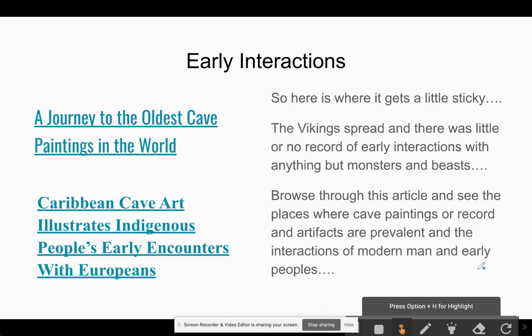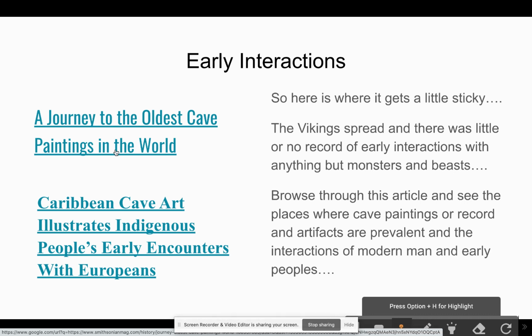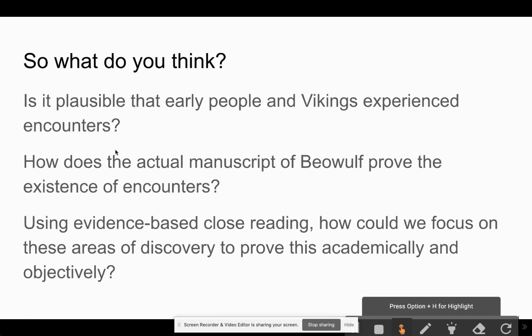Early interactions. Now this is where it gets a little sticky. The Vikings spread. There was little or no record of early interactions with anything but monsters and beasts. Browse through this article and see the places where the cave paintings are recorded, artifacts are prevalent, and the interactions of modern man and early people. I've given you two really cool little articles here, and you just click on them. There's the hyperlink. You open them up and you look at them.